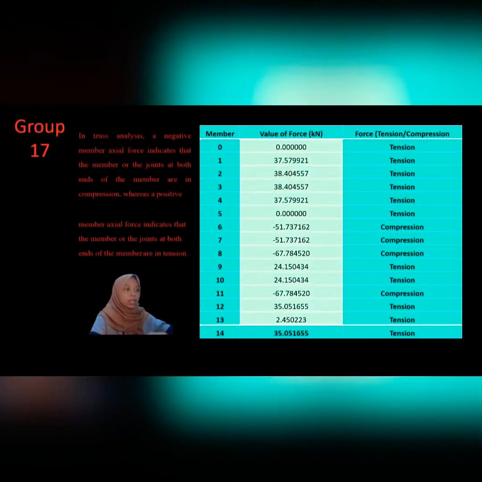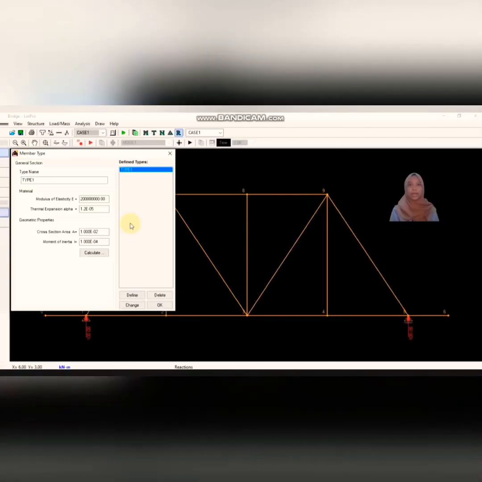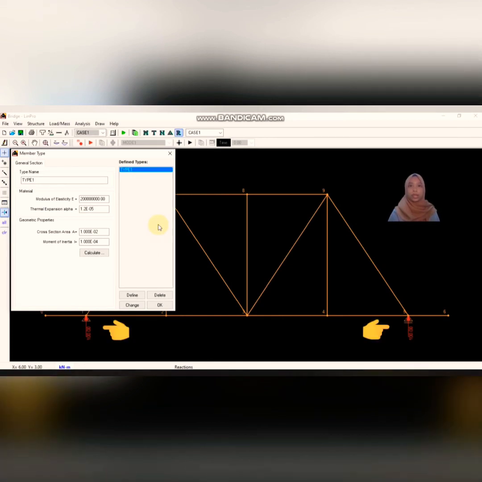And then we get the detailed values from the analysis result for each member, and we can see that there are some negative and positive values, showing the areas of tension and compression of the internal force of the structural pipe. And we can see here the value for modulus of elasticity, which is 20.0000, and as a result the support reaction at each of the two supports is 100 kN.